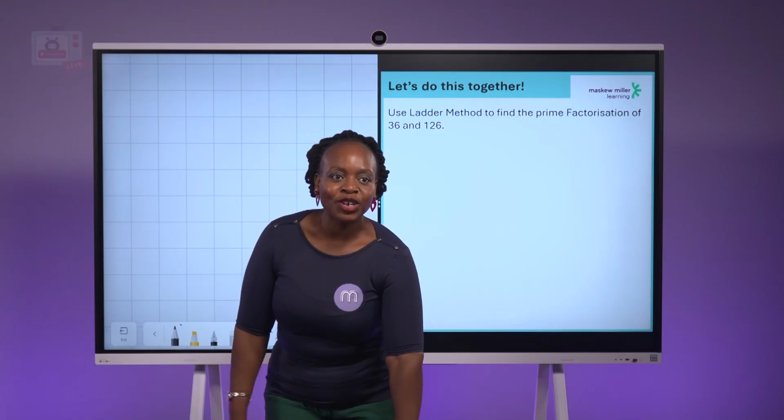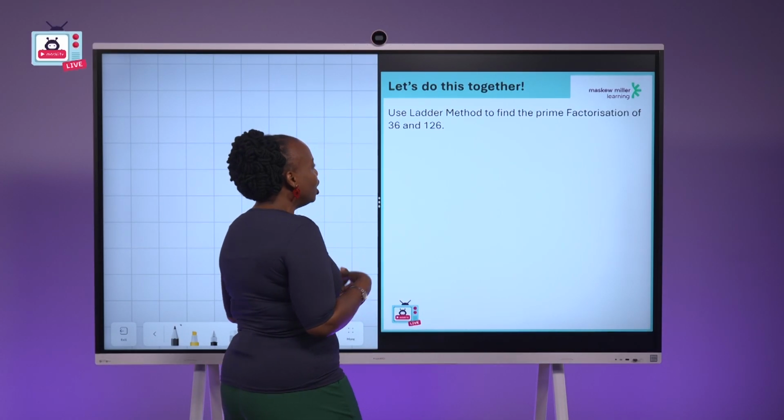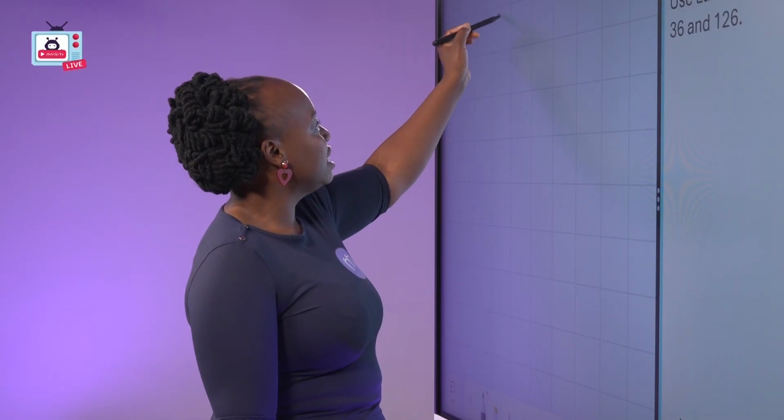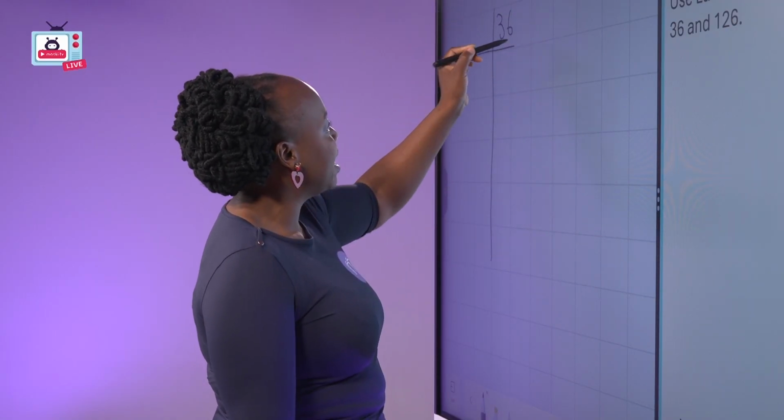All right, I'm sure this was not so difficult because we just did it now and you've done it at school. You should be able to do it the same way that we have done. Just start with the first prime number and you go up until the end. So we're going to do the same thing here. We have our 36 and then we can just draw our ladder there, like that.